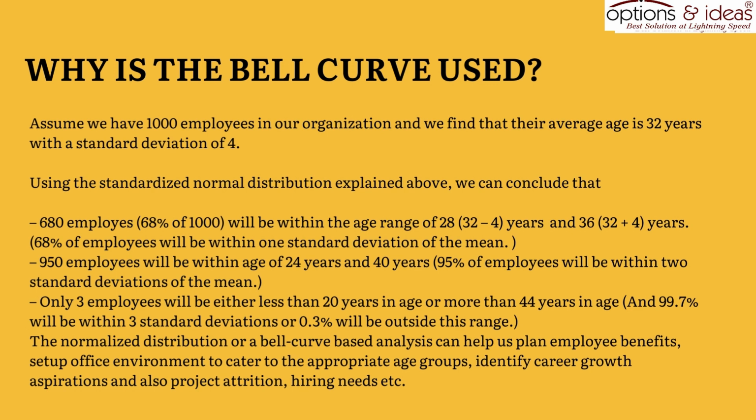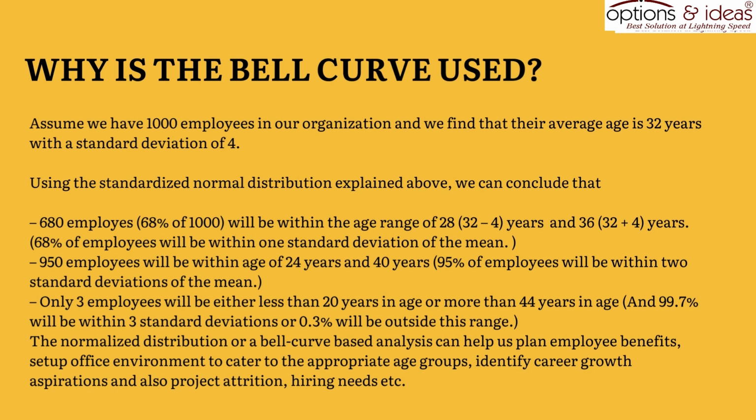Why is the bell curve used? Assume we have 1000 employees in our organization and we find that their average age is 32 years with a standard deviation of 4. Using the standardized normal distribution explained above, we can conclude that 680 employees, 68% of 1000, will be within the age range of 28 (32 minus 4 years) and 36 (32 plus 4 years). 68% of employees will be within one standard deviation of the mean.